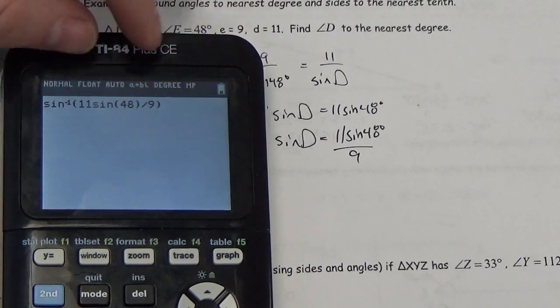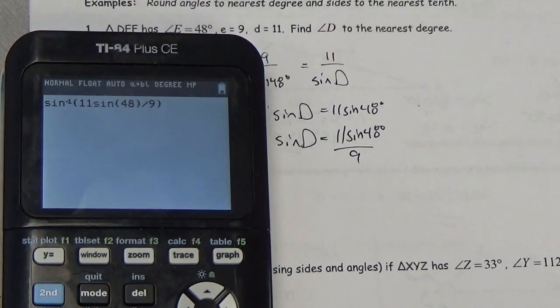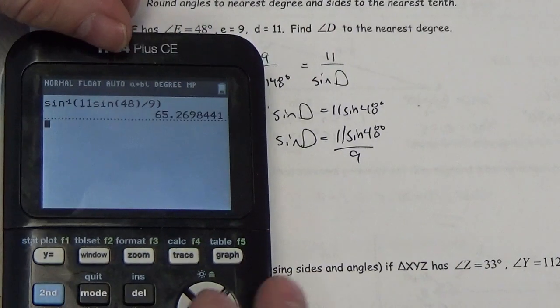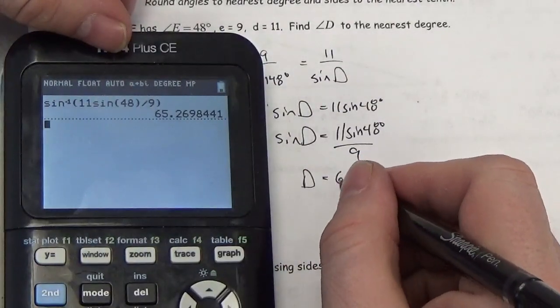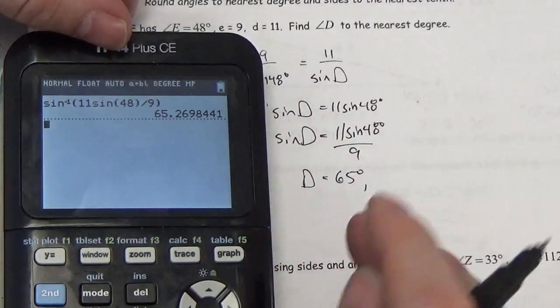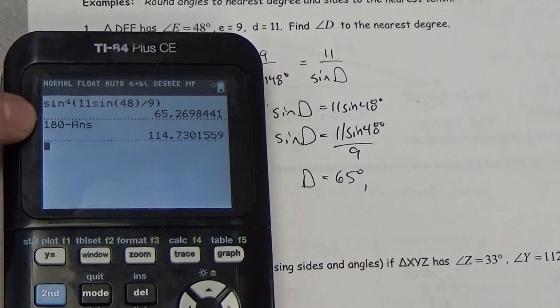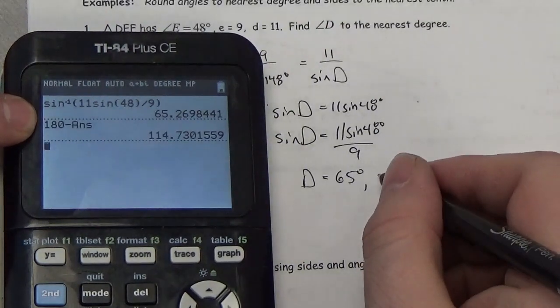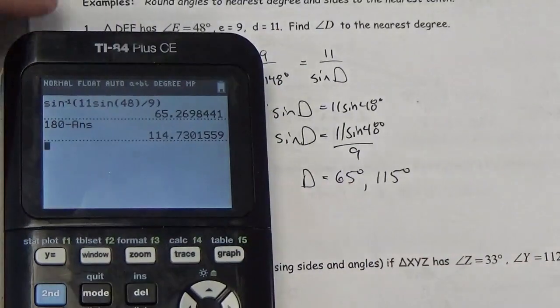And notice I can do this all in one step on my calculator. I don't have to break this up into pieces. I'll just let the calculator do it. So this gives me, first of all, the possibility that the angle D might be 65 degrees. But I know that that's just the first quadrant version of that. So I'm going to subtract and get that the second quadrant angle there could be 115 degrees.